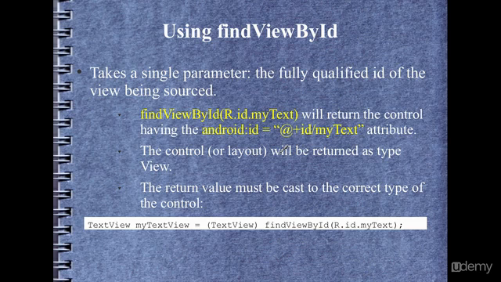That control will be returned as type view. In other words, all of these controls are of type view, so the control itself is going to be returned as a view type, and it has to be cast. So if myText is a text view, then we have to cast it. We cast the result of findViewById to a text view in order to assign it to a text view, as we've done here.